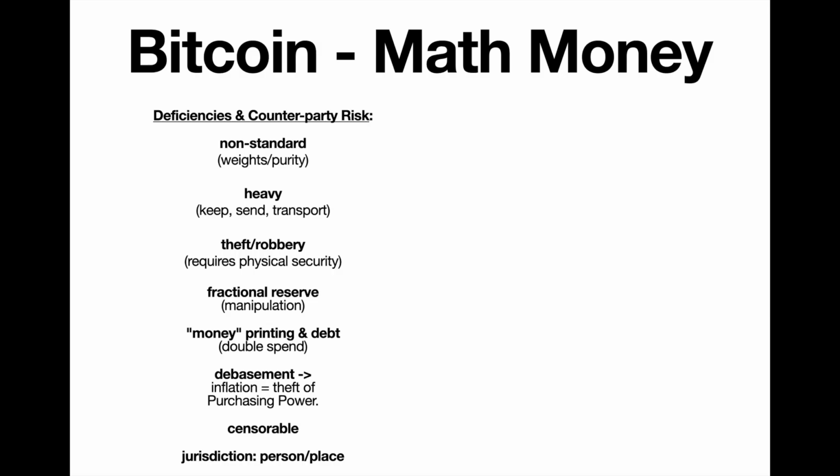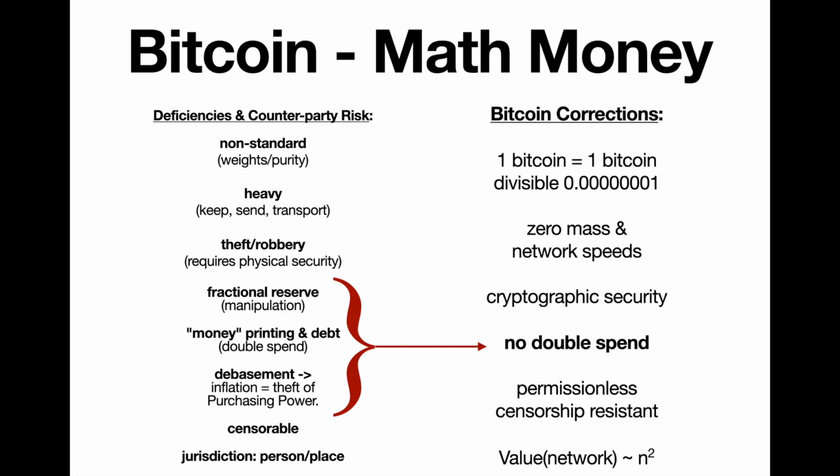So now we have Bitcoin. And Bitcoin is mathematical money, and it's designed to solve the deficiencies and the counterparty risks of government money and natural money. Bitcoin is massless. It is guarded by cryptographic security. It does not allow double spending, which means the banks and the governments cannot engage in fractional reserve manipulation or money printing to steal your purchasing power. It is permissionless and censorship resistant, therefore not subject to any specific jurisdiction, and therefore may cross borders at will.